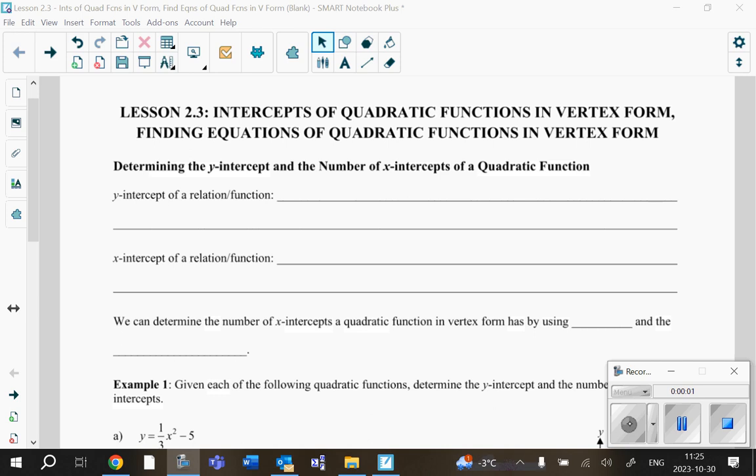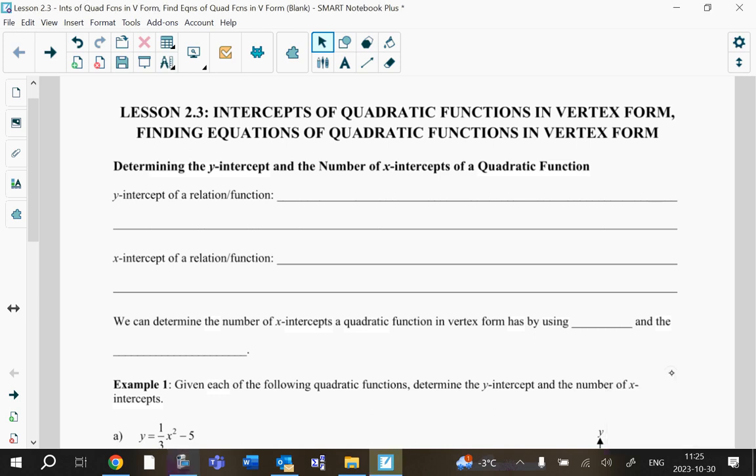Some of this you guys should be familiar with from last year. The second part might be a little bit more challenging, finding the equation. Okay?